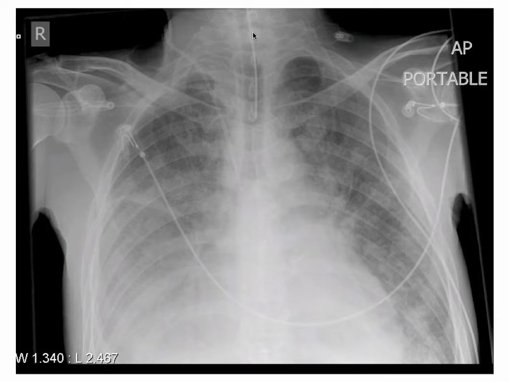Most modern endotracheal tubes have a radio-opaque line moving across them. So here's the line moving down, and in this case it's sitting between the clavicles. Endotracheal tubes should be 2 to 3 centimeters above the carina. This one's about 5 to 6 centimeters above the carina, which is appropriate position.